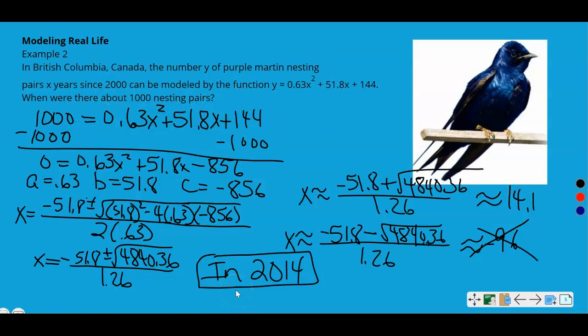So to figure out when the purple martin is going to have about 1,000 nesting pairs in British Columbia, that would be in the year 2014. And since the year 2014 is now in the past, you could actually look up that data and see if that's accurate.